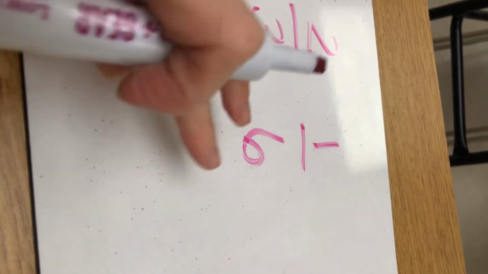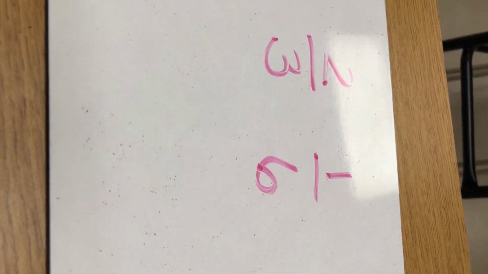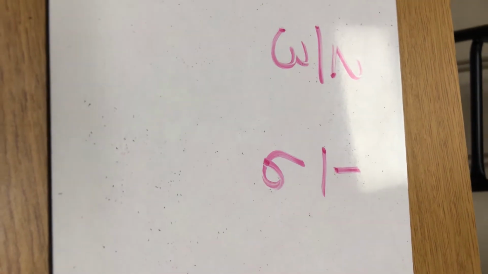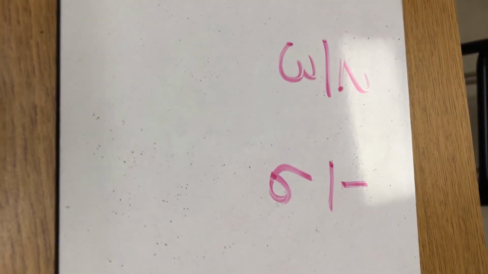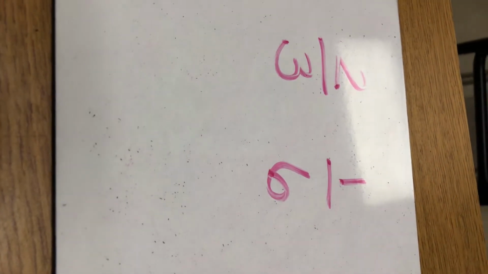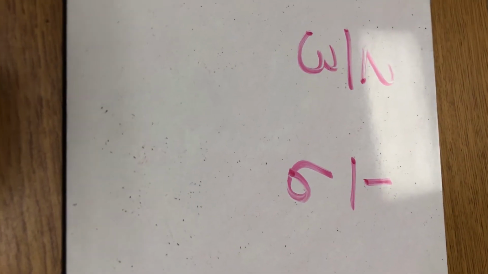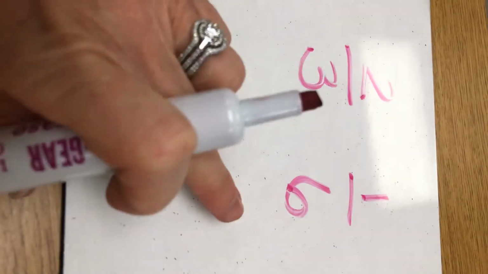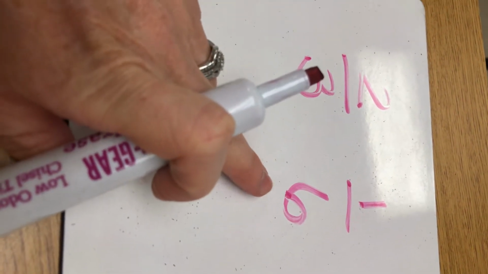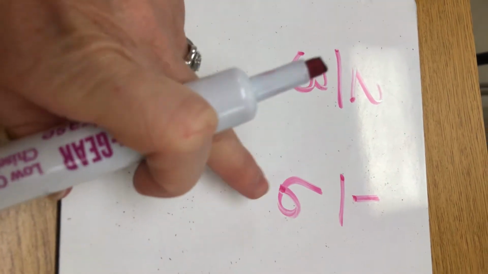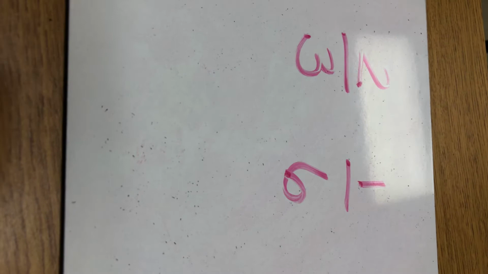Now, we can do cross multiplication, or we can find what number is a multiple of both of these numbers. And you remember multiples are skip counting. Well, if I skip count by 3s, 0, 3, 6. And if I skip count by 6s, then I would go 0, 6. So 6 is a common multiple of both 3 and 6.